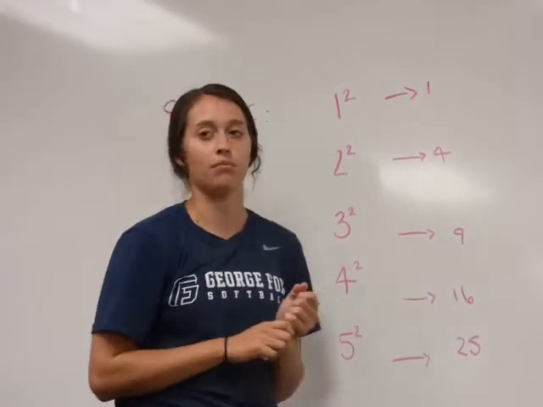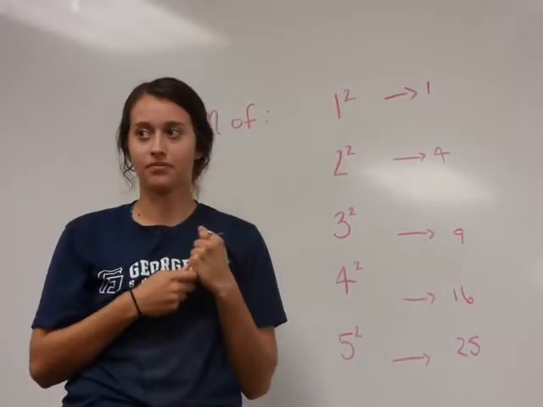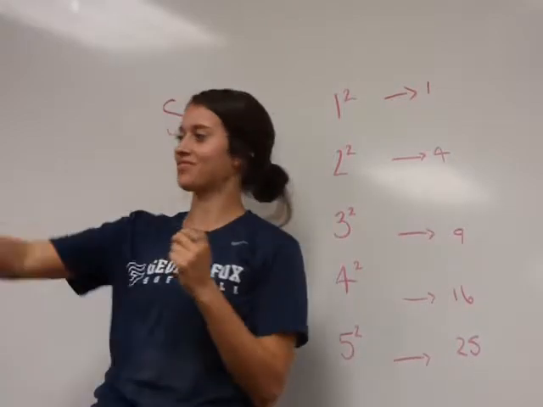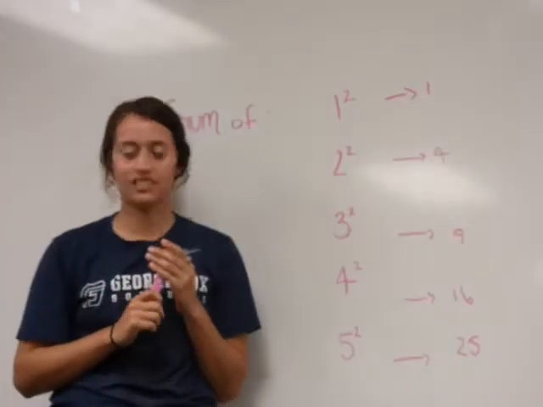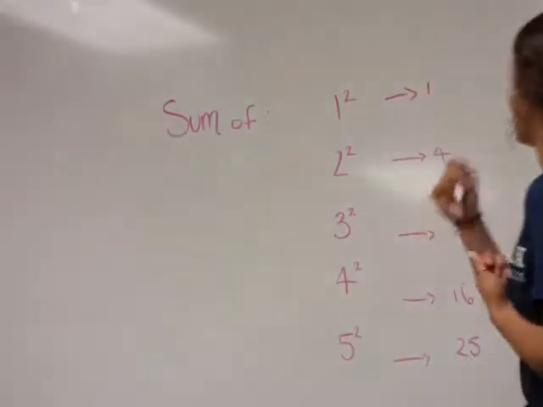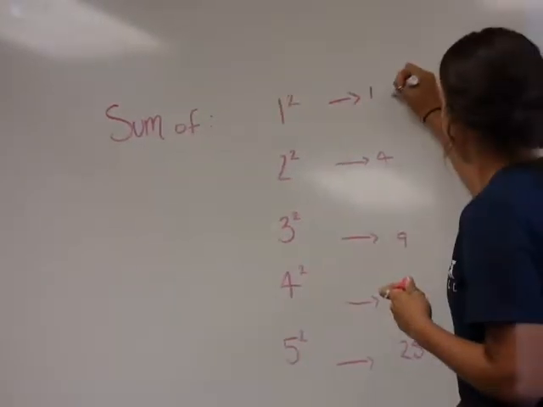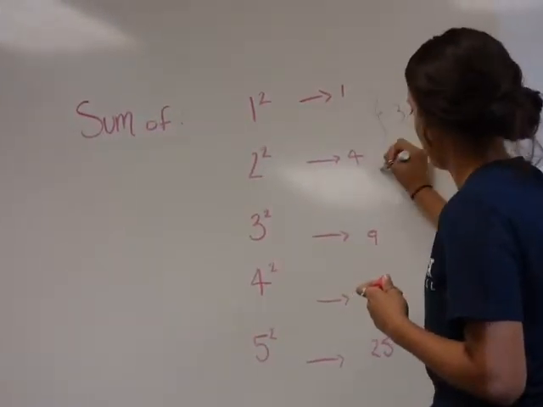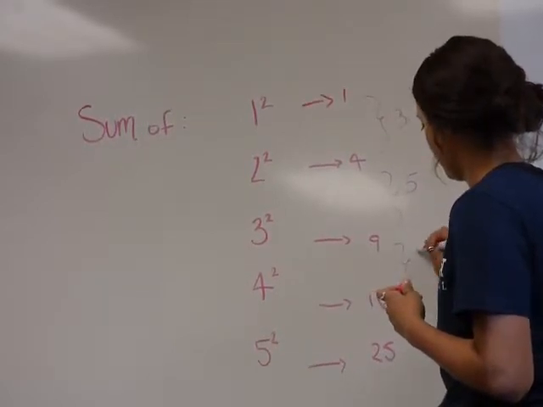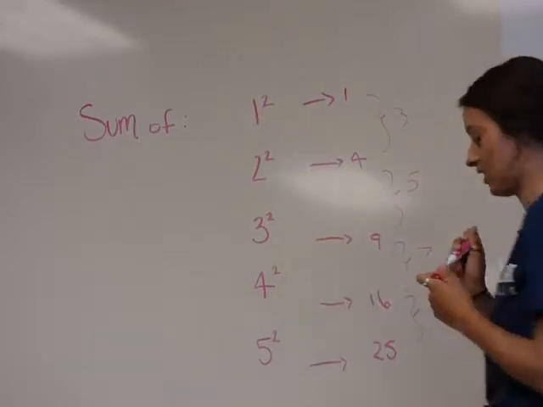Does anybody want to elaborate on that? Any other patterns we see? There are odd numbers in between them, so it's 3, and then 5, and then 7, and then 9. There's 3 in between 1 and 4, and then there's 5 in between, and then 7, and then 9. Good.